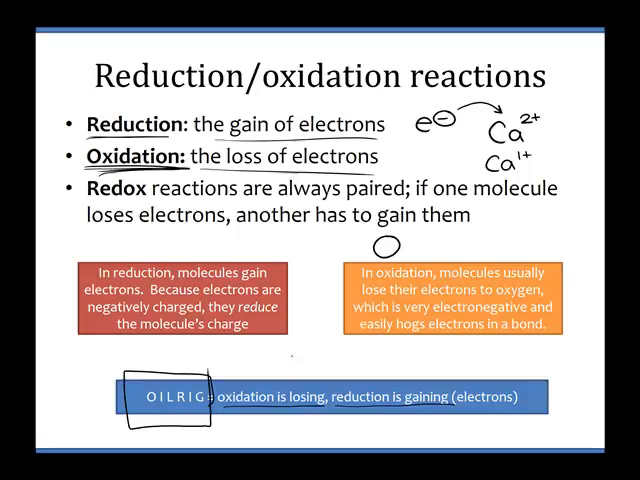I've also heard some of my students say, Leo the lion says, Grr: losing electrons oxidizing, gaining is reducing. I don't like that one as much, but if it works for you, go for it. I like OIL RIG, nice and simple.